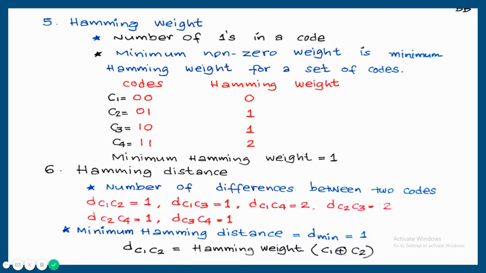The distance can be calculated like this also. We want to find out the Hamming distance between C3 and C4. So just XOR C3 and C4. The XOR answer is 1 plus 1 is equal to 0, 0 plus 1 is equal to 1. So the XOR answer is 0, 1. Then find the Hamming weight. That Hamming weight is known as Hamming distance. So the Hamming weight after XORing is 1. So that will be the distance between C3 and C4. That is written here last. Distance between C1 and C2 is equal to the Hamming weight of C1 XOR C2.